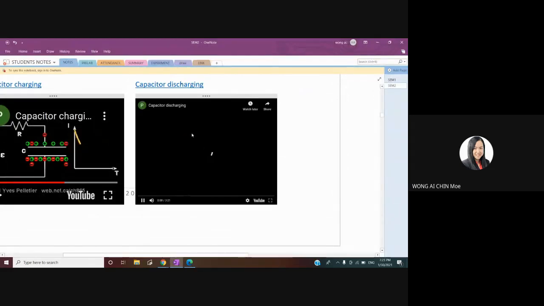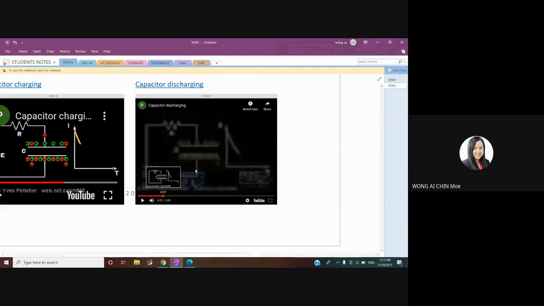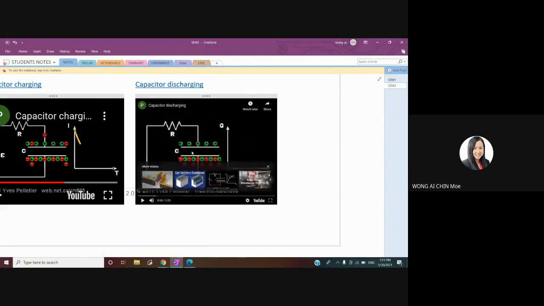When we come to the discharging process, if you refer to the graph, initially there is a positive charge at the upper plate and at the bottom there's a negative charge. So this is what we mean by fully charged. At that moment there's a potential difference, and the power supply is already taken out, meaning that there's no power supply.